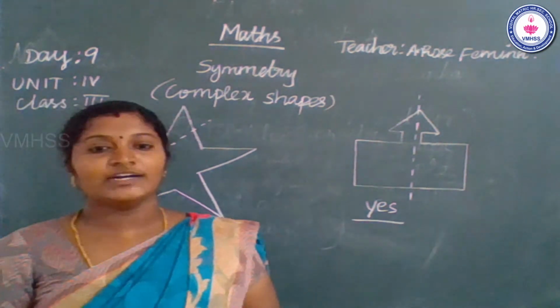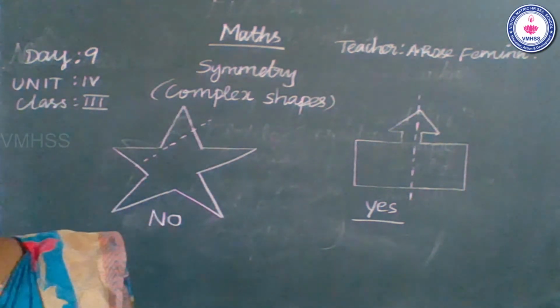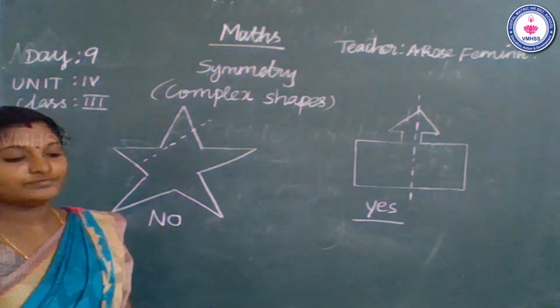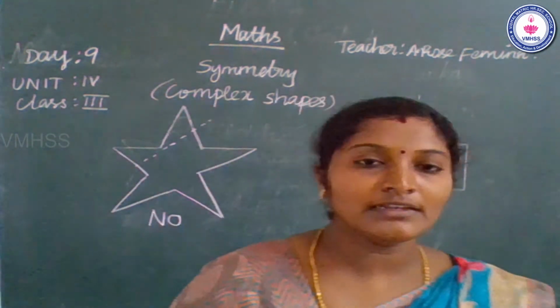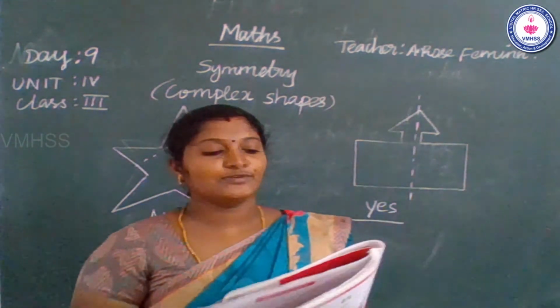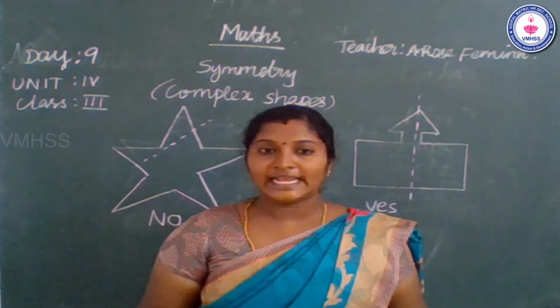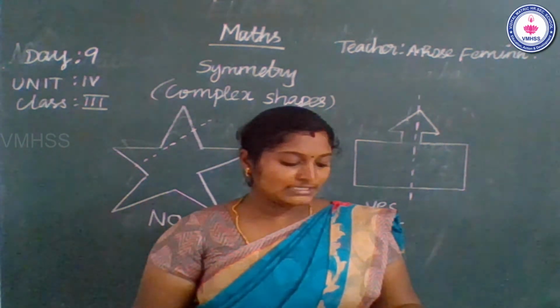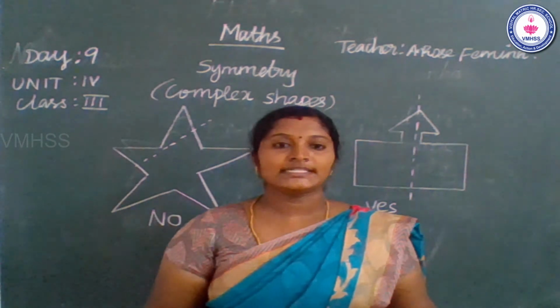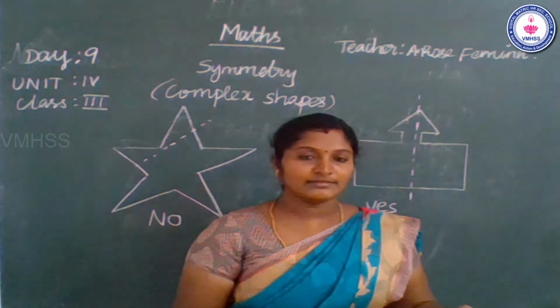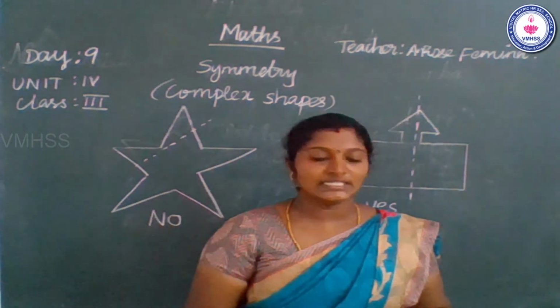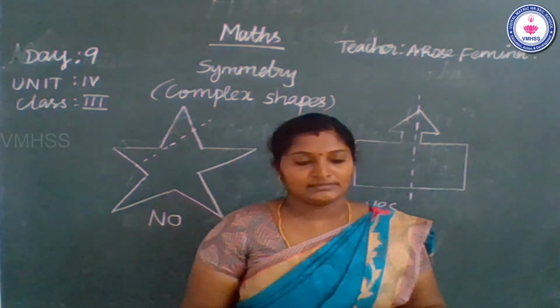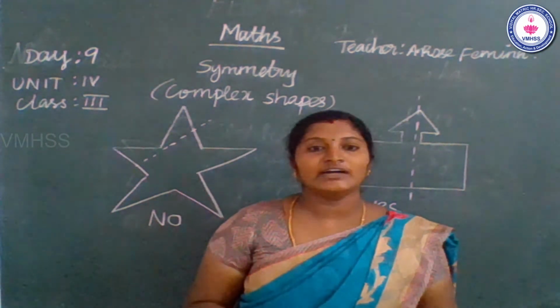Write fast, dear students. So first answer, no. So first one, this is not a line of symmetry. So first one, no. Second, B, the answer is correct. So this is yes. Students, write fast.